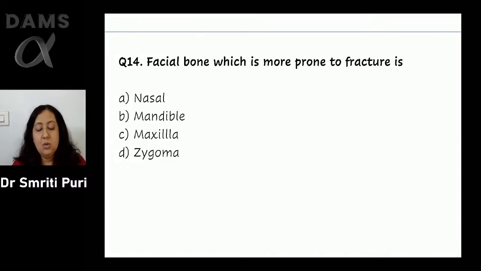Coming to the last question for today. Facial bone which is more prone to fracture is: A, nasal; B, mandible; C, maxilla; D, zygoma. Again, I have told this before. It's there in my notes also. What would be the answer here?